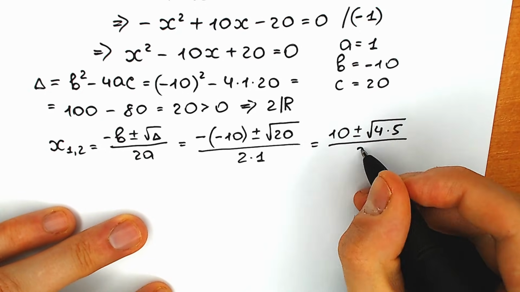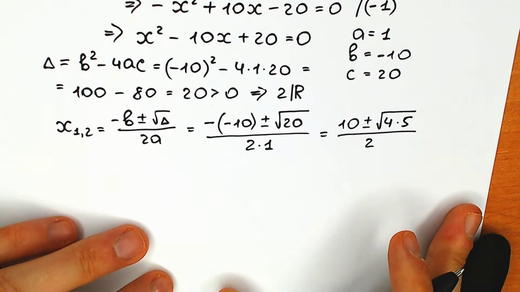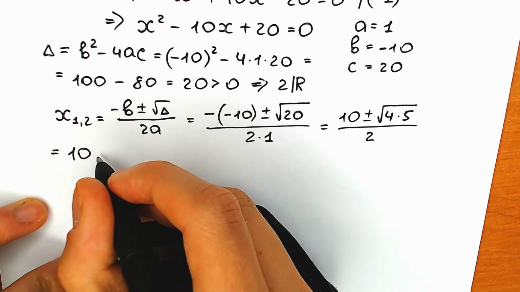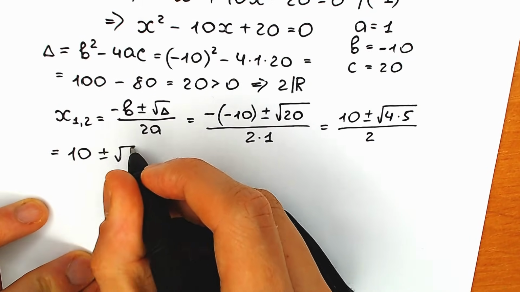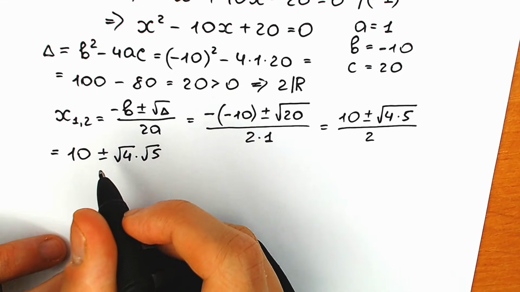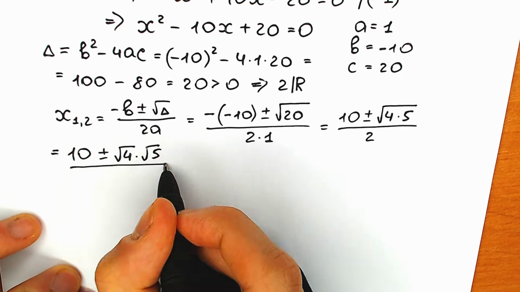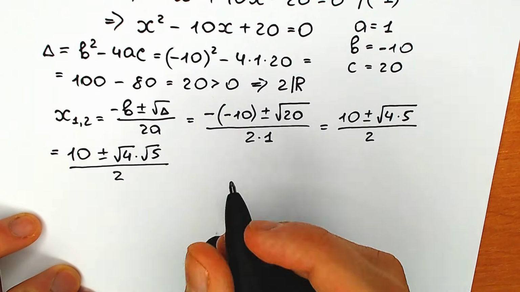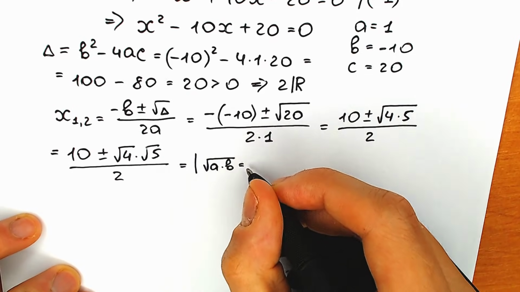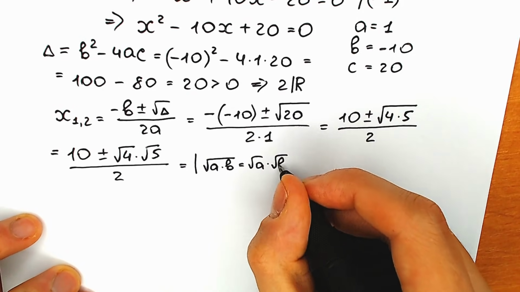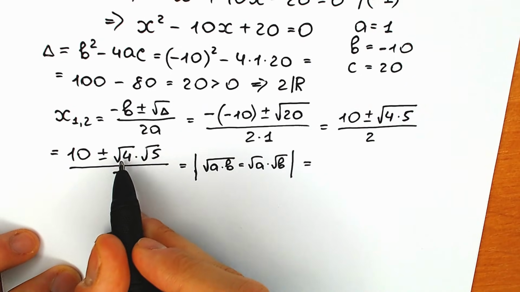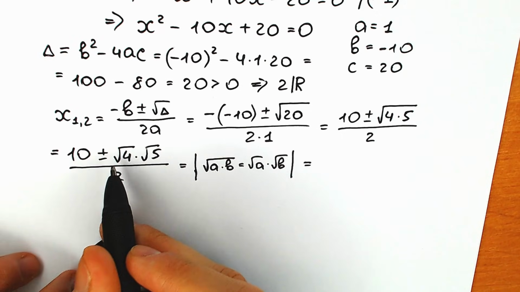And all over 2. And a lot of students may be asking why 4 times 5? Because right here we can easily split our square root sign. We can write it as 10 plus minus square root of 4 times square root of 5, in terms of the square root property, all over 2. If you're interested in this property, I can easily write it real quick. So square root of a times b equals square root of a times square root of b. So this is our property. Right now, let's continue. Right here, square root of 4 equals 2.